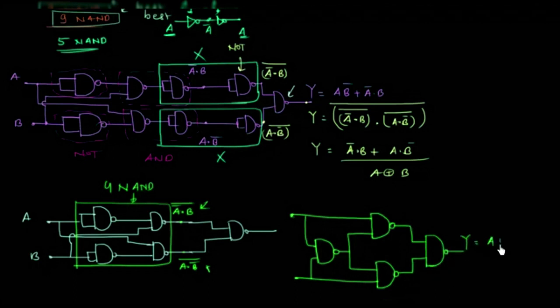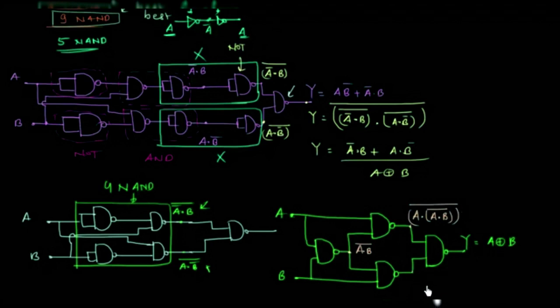Y is equal to A XOR B. So instead of using the 4 NAND gates, now we are using 3 NAND gates in this manner, A, B. Now we will check whether we are getting these 2 results or not. Output of this NAND gate is A and B and its whole complement. Output of this NAND gate is A and B, its whole complement, and finally the complement of all.